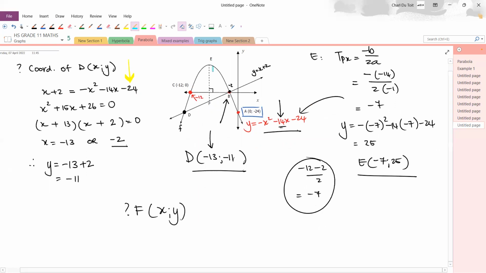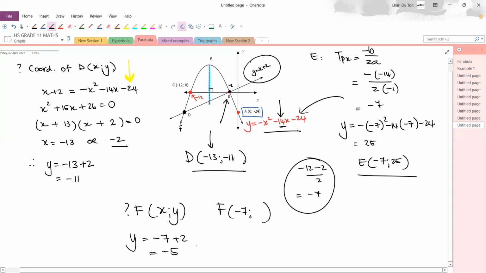Just check where F is. F is directly, perpendicularly straight down. So already you know what the x value of F is. It will be the same x value as E, obviously, isn't it? Yes, same x value. Now you're going to put the x value of negative 7 into the straight line. The straight line will give you the y value. Okay, so the x is negative 7 plus 2, and that is negative 5.